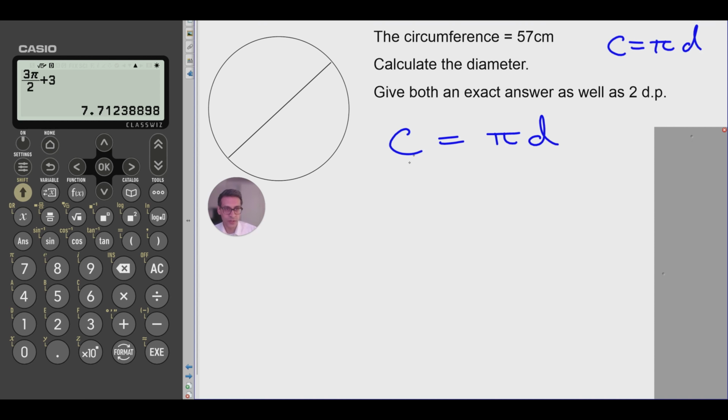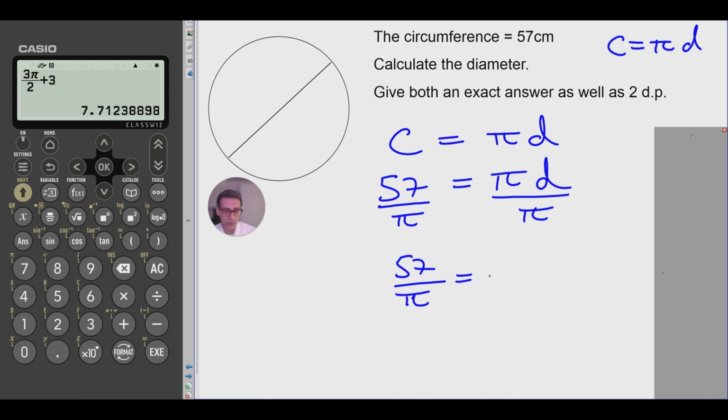So here the circumference is 57. So 57 is equal to pi times d. Now if I want d, I'm going to have to divide by pi. So 57 over pi equals diameter. So that is the exact answer. You can leave it as a fraction like this, and then it says give it to 2 decimal places as well.